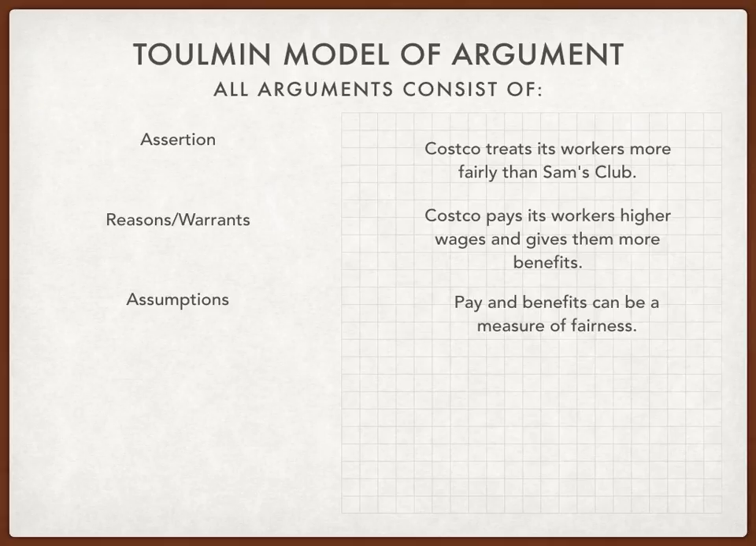The third part, as identified by Toulmin, is the assumptions. These are the ideas or beliefs that are lying behind your argument, but that you may not state explicitly. For instance, this argument depends on the assumption that pay and benefits can be a measure of fairness. Not all of your readers or audience would agree with that. Therefore, it is only an assumption.